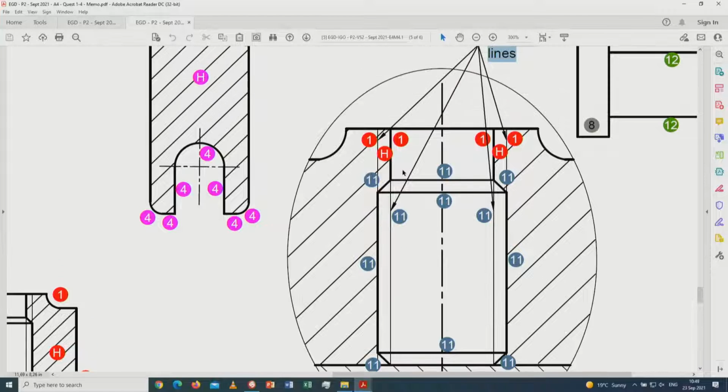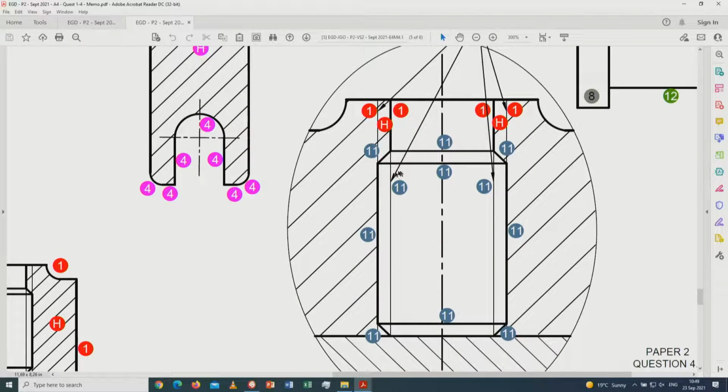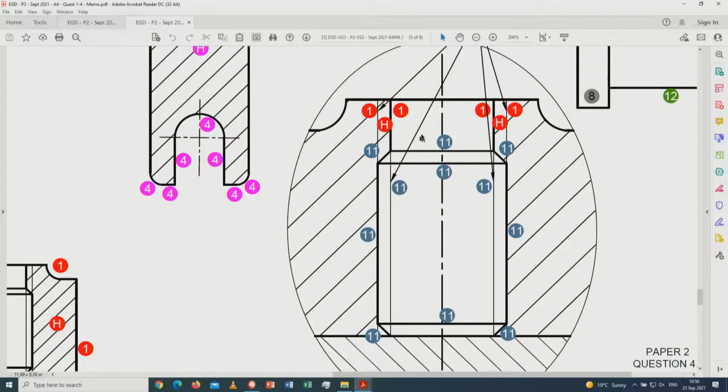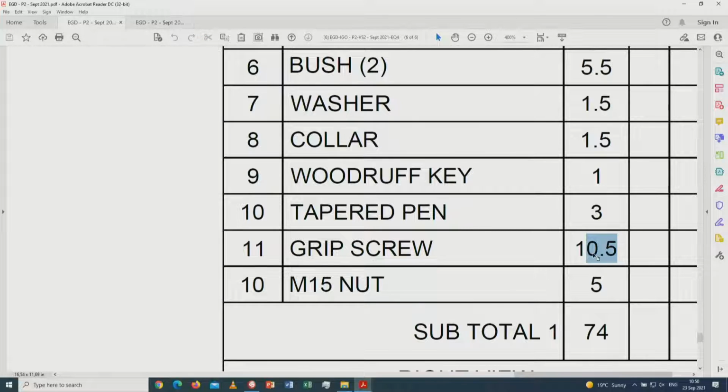Type B line. There you can see type B lines over there. It's 1, 2, 3, 4, 5, 6, 7, 8, 9, 10, 11. 11 divided by 2 is 5.5. Sorry, 1, 2, 3, 4, 5, 6, 7, 8, 9, 10, 11. That is supposed to be 5.5 and not 10.5. Right, so there is a big mistake.